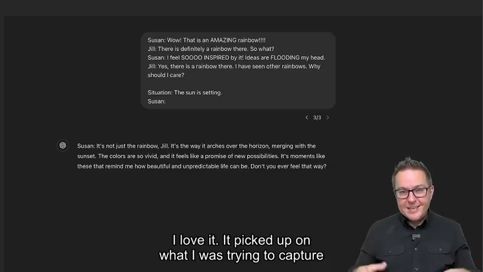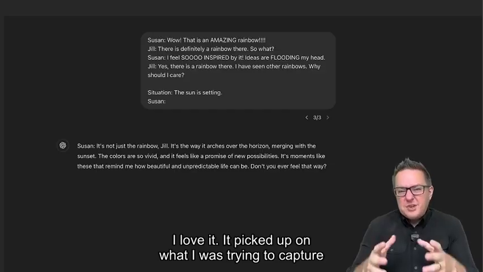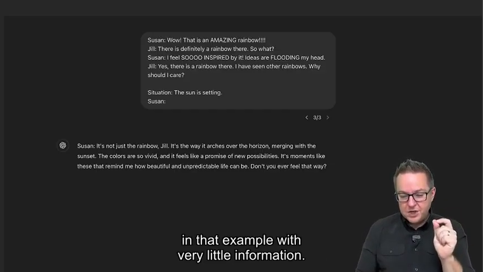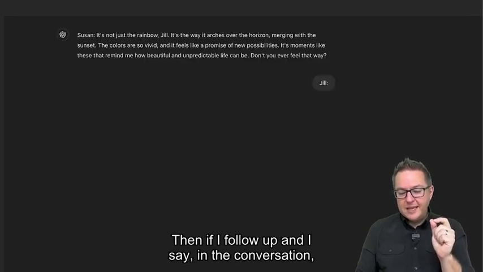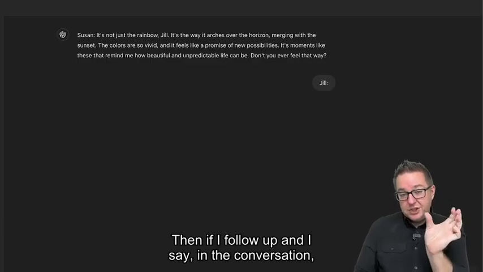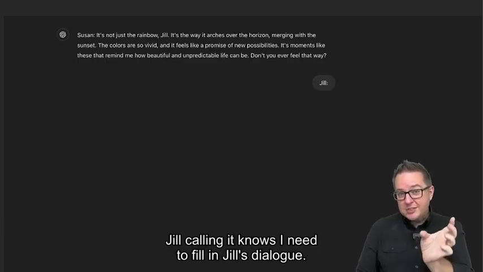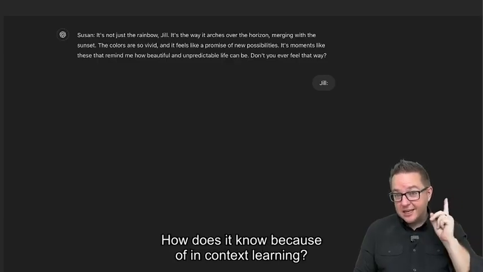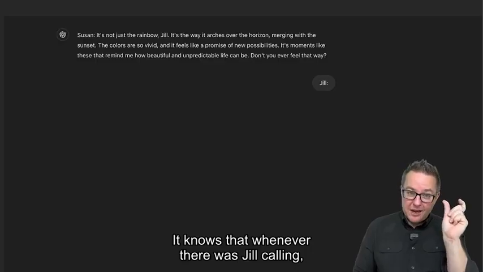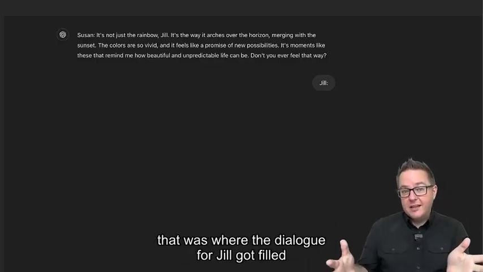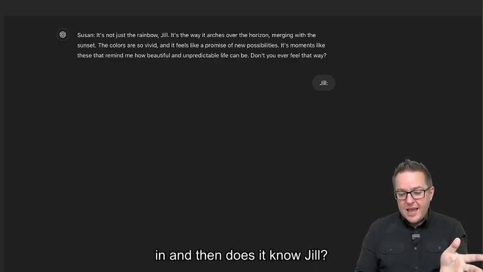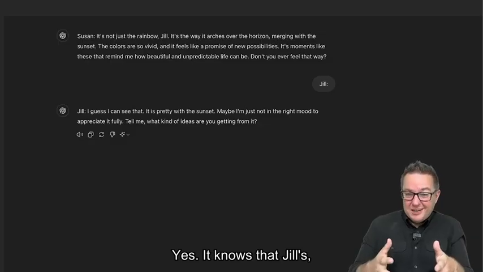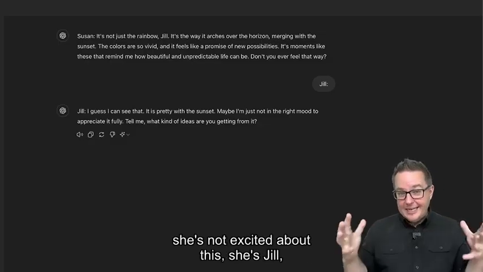I love it. It picked up on what I was trying to capture in that example with very, very little information. And then if I follow up and I say, in the conversation, Jill, colon, it knows I need to fill in Jill's dialogue. How does it know? Because of in-context learning. It knows that whenever there was Jill, colon, that was where the dialogue for Jill got filled in. And then does it know Jill? Yes. It knows that Jill's kind of, she's not excited about this.